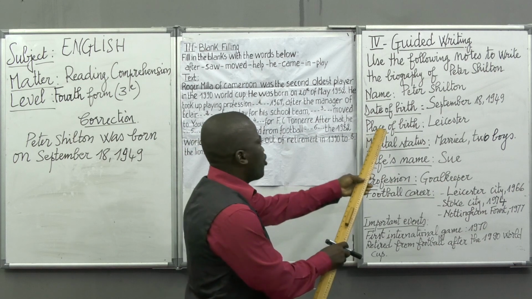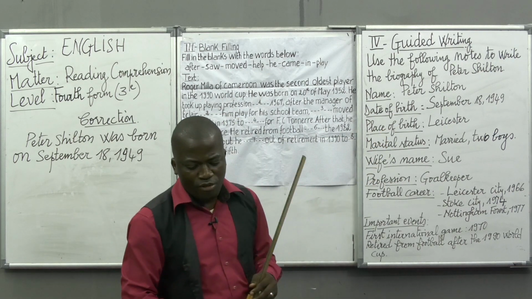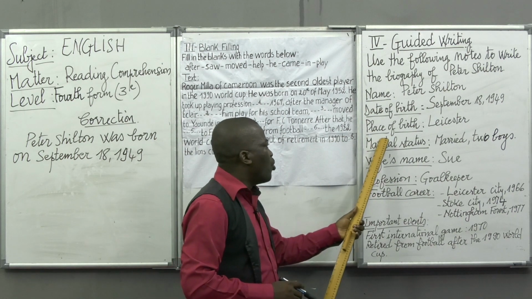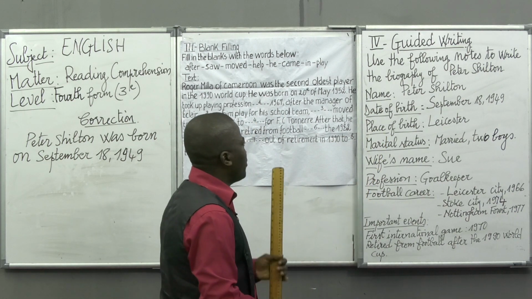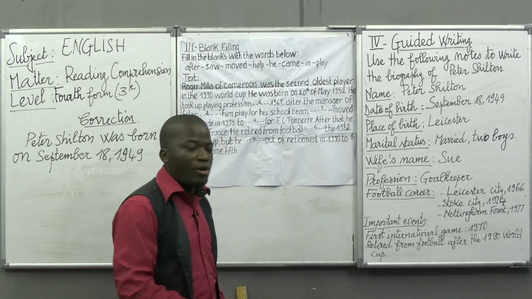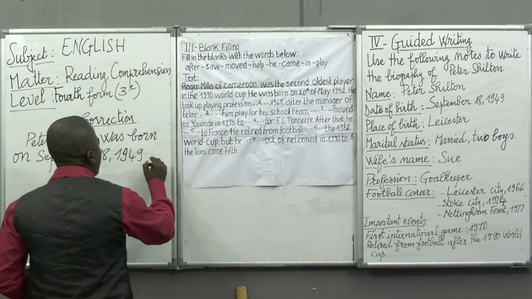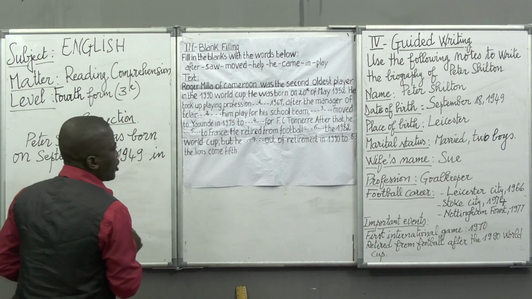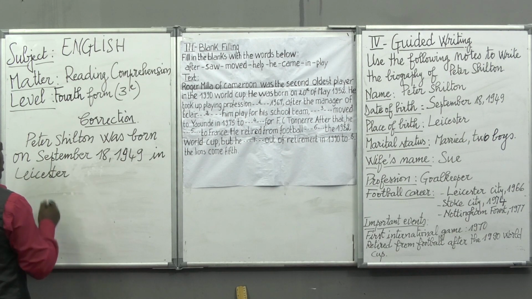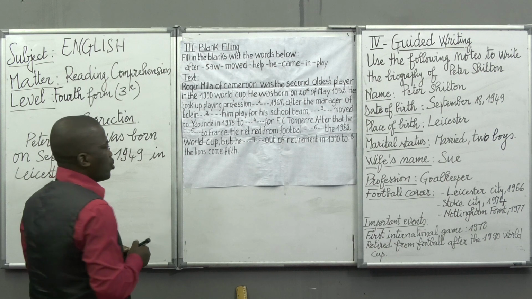Place of birth now, class. Place of birth. Where was Peter Shilton born? In Brazzaville? No. In Kinshasa? No. He was born in Leicester. He was born in Leicester. Okay. That's good.